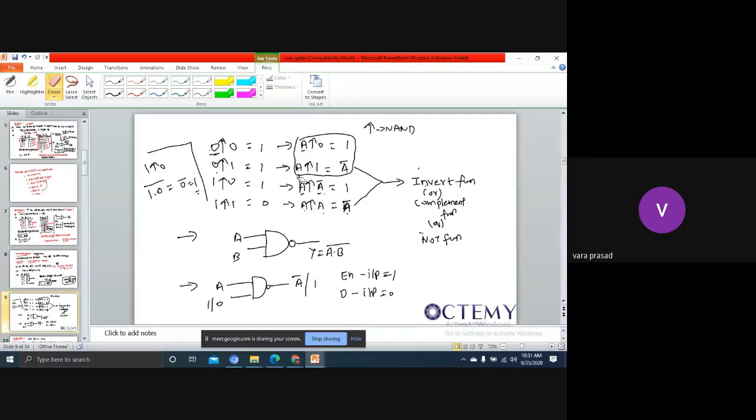From these two, I can tell enable input and disable input. How are we going to find out enable input and disable input? One input is fixed at A. Another input you can apply 0 or 1. If you apply 0, this A does not appear at the output, which means it is disabled. For a NAND gate, 0 is disabled.